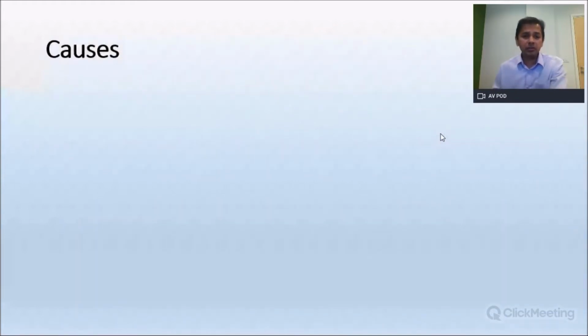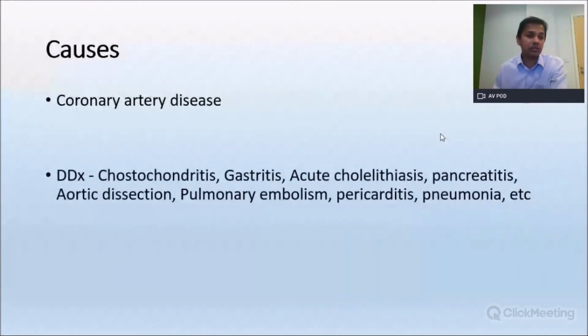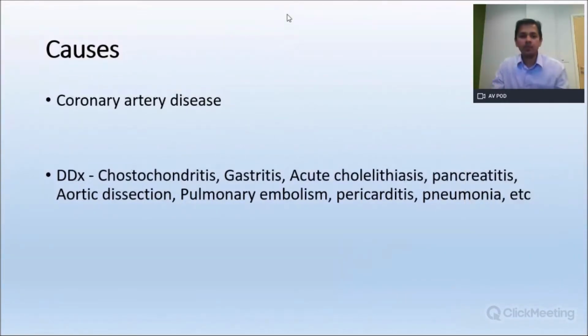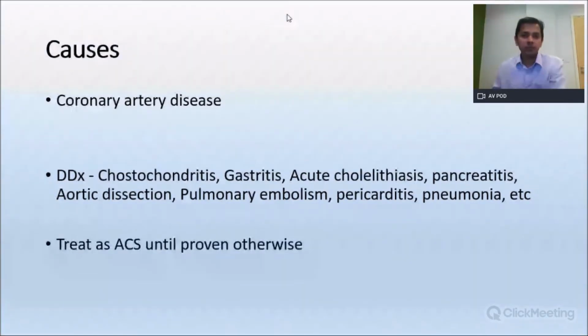So if they come to you with chest discomfort, the first thing you need to think of is coronary artery disease. If it's not coronary artery disease, other differentials will be costochondritis, GI pathologies, acute cholelithiasis, gallstones, hepatitis, aortic dissection, and so on. If the symptoms are vague, or you're not sure what you're dealing with, just treat as ACS until proven otherwise.